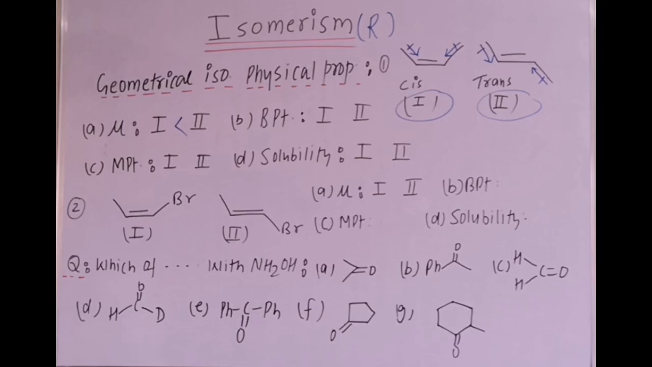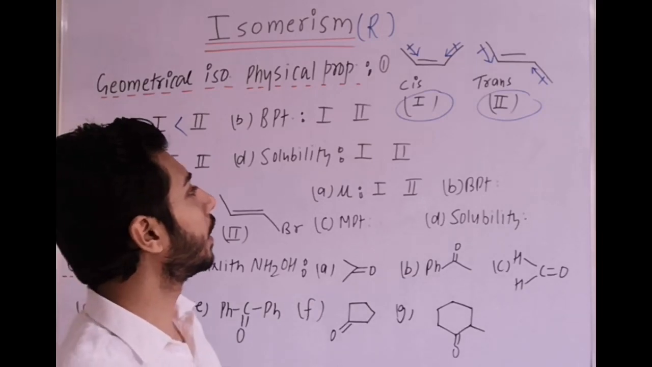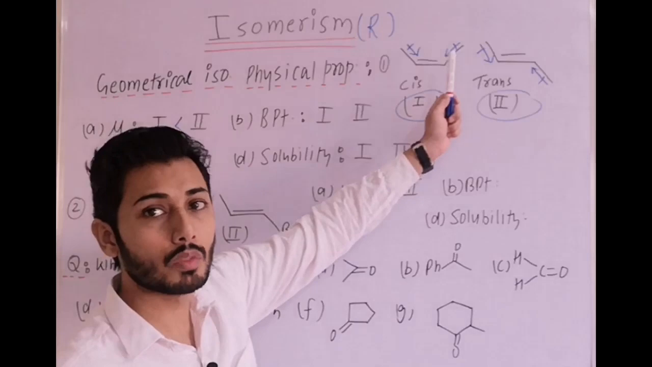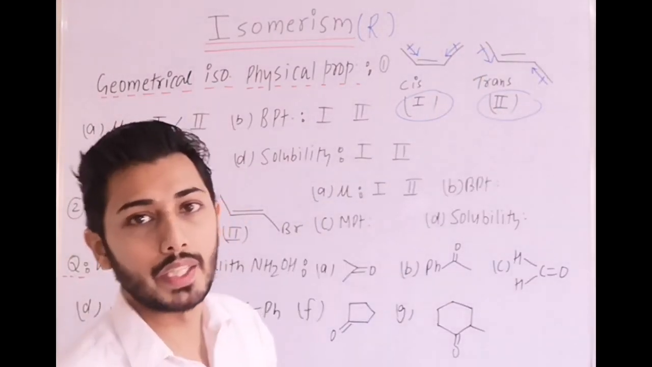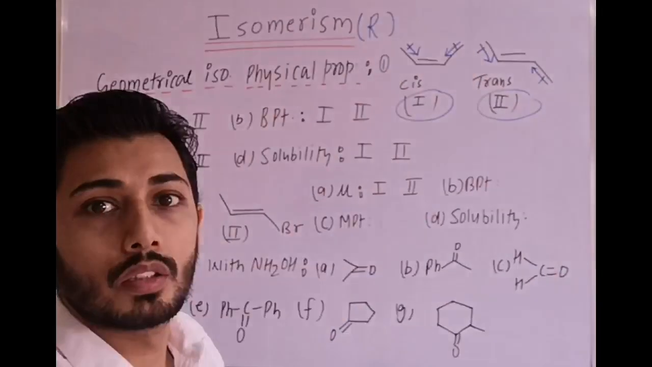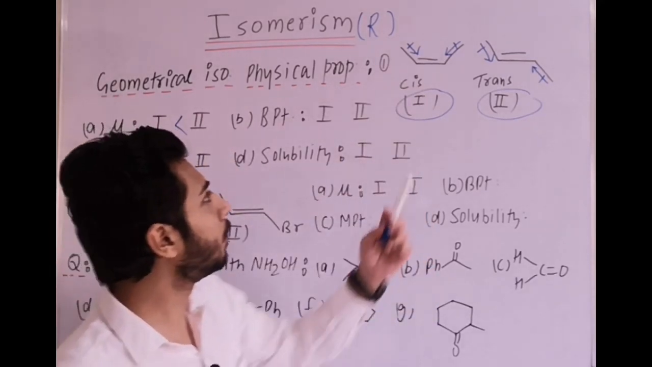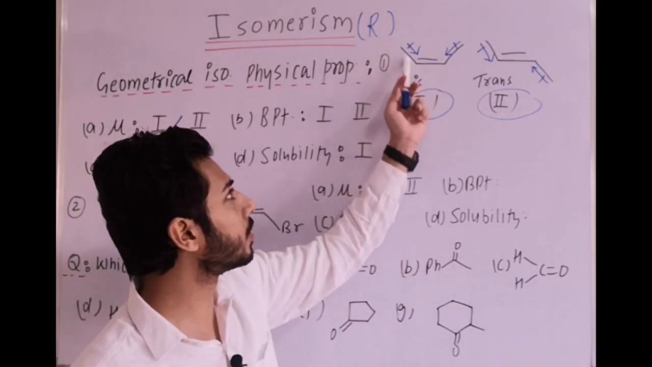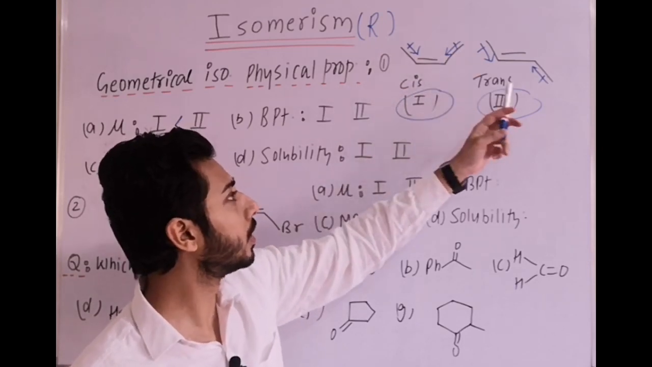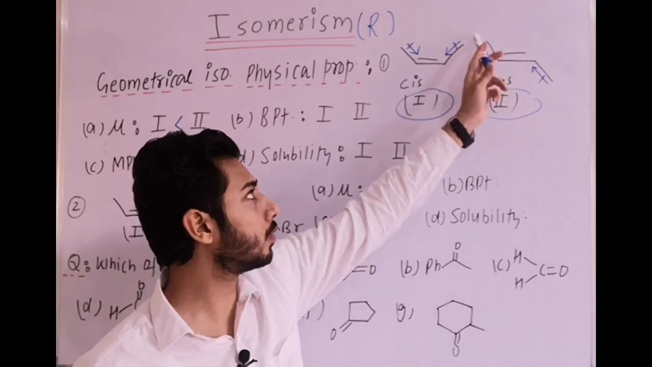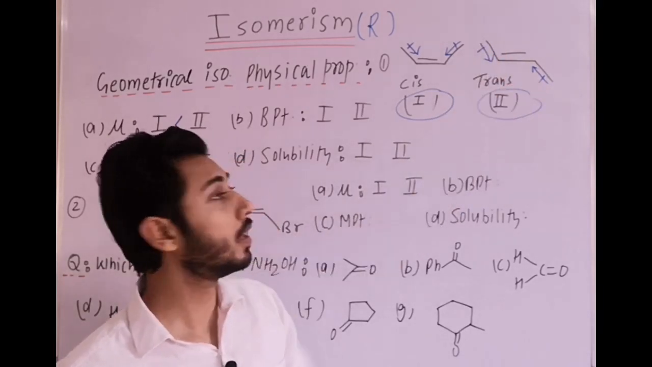Now next are some general comparisons of physical properties among geometrical isomers. Like here in the example, both CH3 on the same side, it is cis form. Both CH3 on opposite sides, it is trans form, right? So if we compare their dipole moment, we know CH3 group is electron releasing. The bond moments are like this. In trans form, bond moments are like this, electron releasing towards double bond.